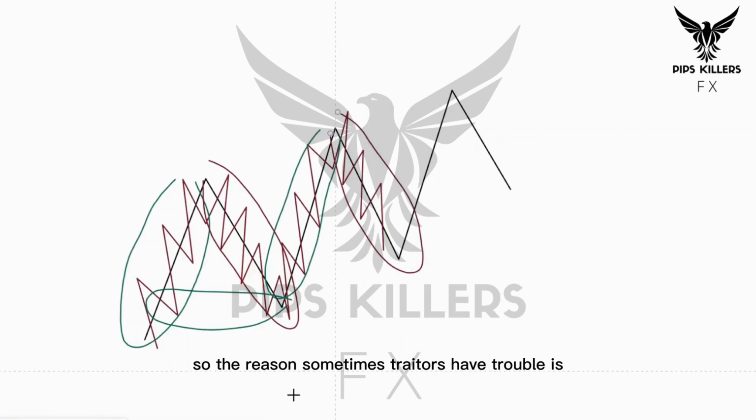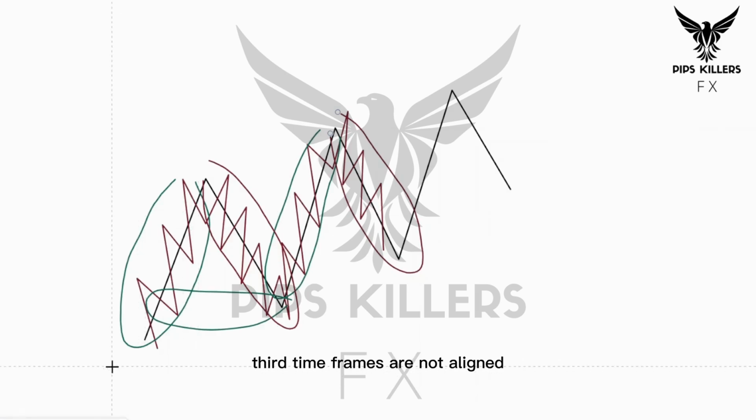So the reason sometimes traders have trouble is their time frames are not aligned. If the macro time frame is bullish, you want to make sure that the micro is aligned with your macro.